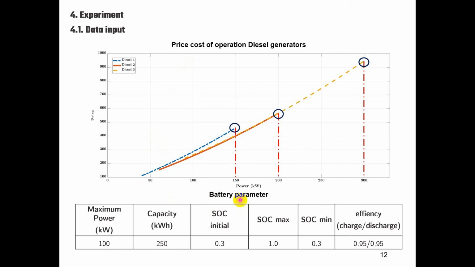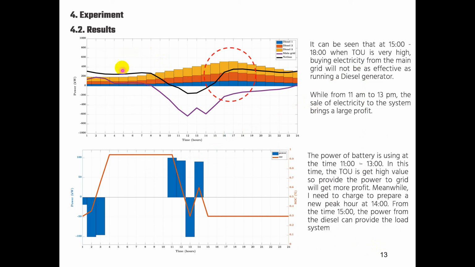The battery parameters are very important. The maximum power is 100 kilowatt. The capacity of this battery system is about 250 kilowatt hour. The initial state of charge is 0.3. The maximum SOC is 1, and the minimum SOC is 0.3. We also need to consider the charge and discharge efficiency, which is 0.95 and 0.95. After we put in the data input, we get the result here.